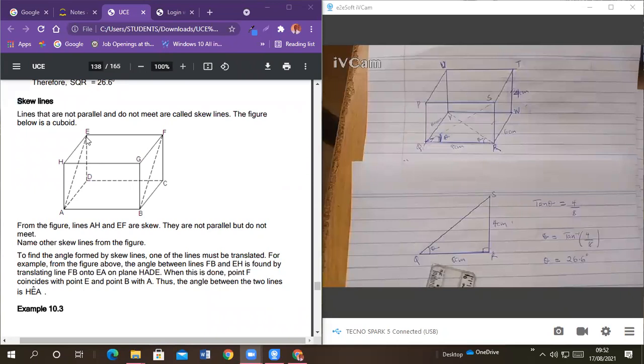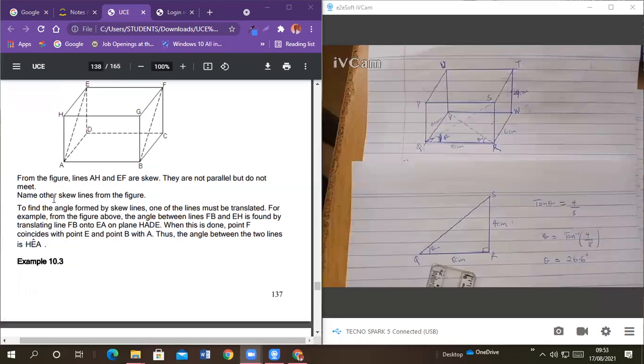When you look at EF, it is a horizontal line, and you look at AH, it is a vertical line. So these lines are not parallel. They are not parallel at all. This is horizontal and this is vertical. And two, these lines, they don't meet. They will never meet. So they are not meeting anywhere. So the name given to these two lines is what we call the skew lines.